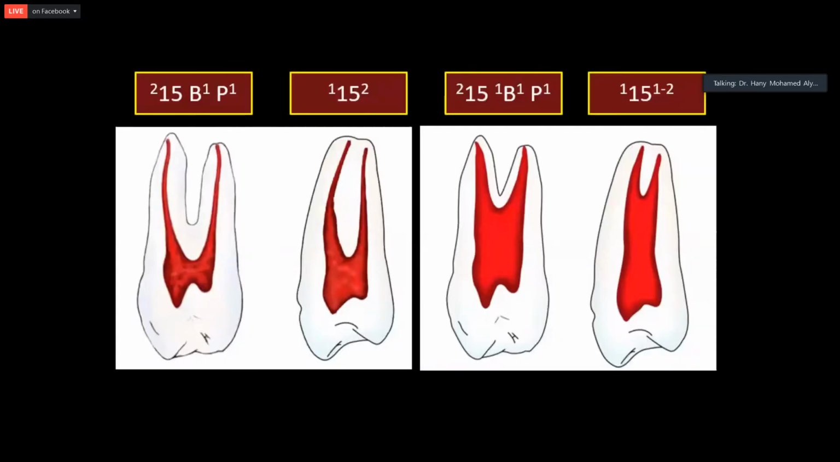So this means, as I mentioned in the previous slide for Vertucci, that these two on the left are type 4, and the other two are type 5. For the new system, it will be able to classify these teeth differently: the first tooth will be double rooted 1-5, buccal and palatal roots, each root has one canal, and the single rooted one will have 2 canals. On the other hand, these teeth 2-5 have buccal and palatal roots with a common canal here, and this single rooted one will be 1 to 2.